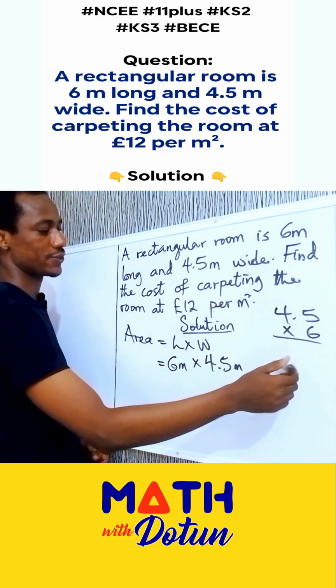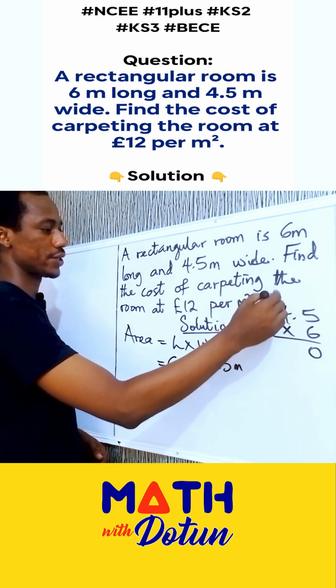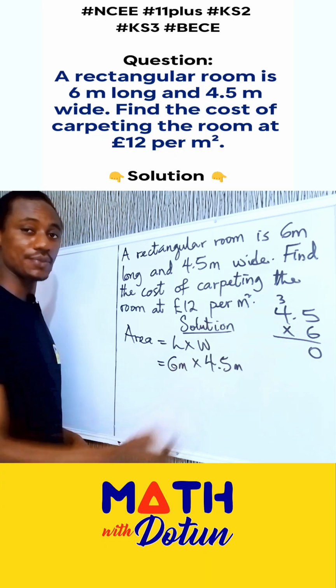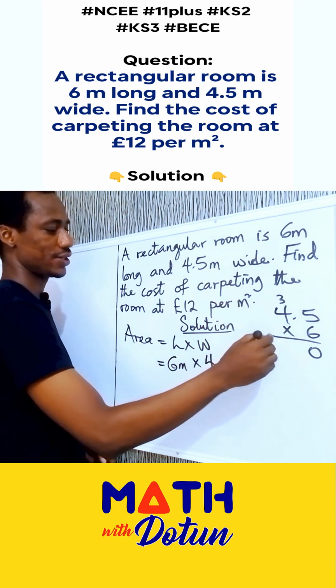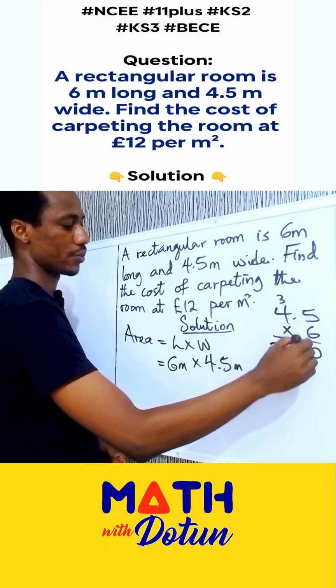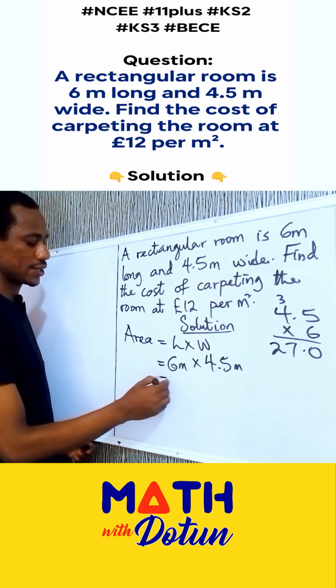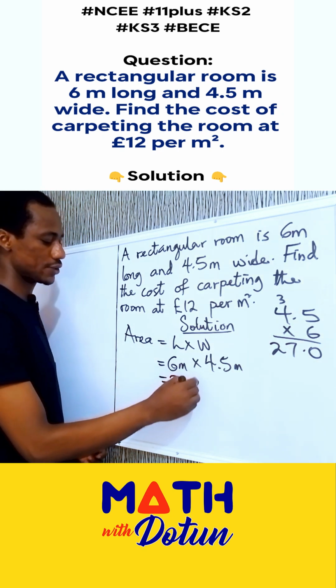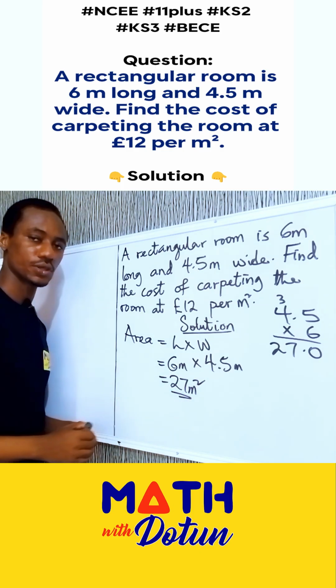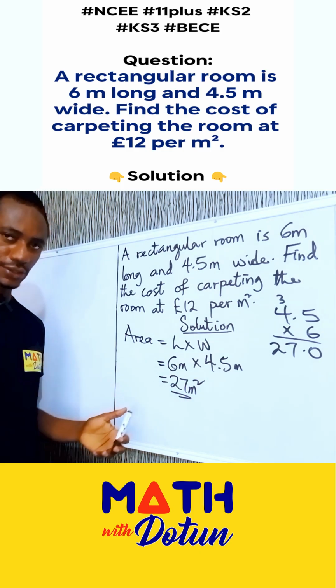Or you can also use the traditional column method. We'll do 6 times 5, that's 30, we write 0 and carry 3. 6 times 4 is 24, plus 3, that's 27. The point is in one decimal place, so that's 27. So the answer is 27 meters squared. But don't stop here, because that's not the end of the question.